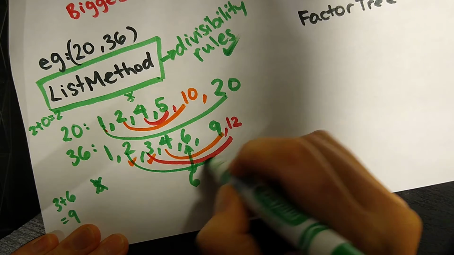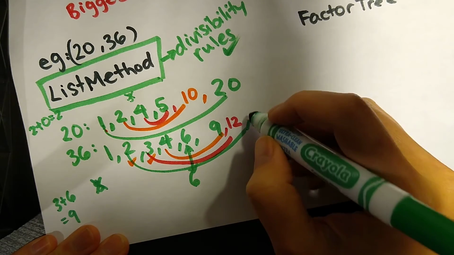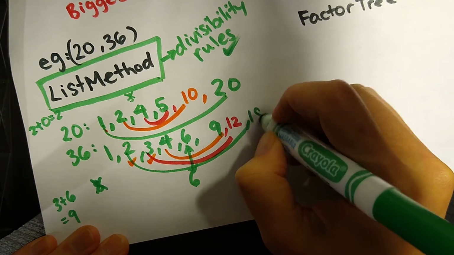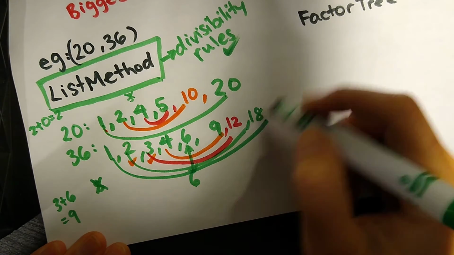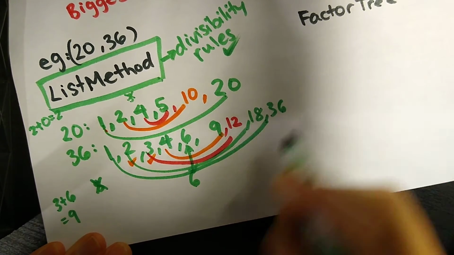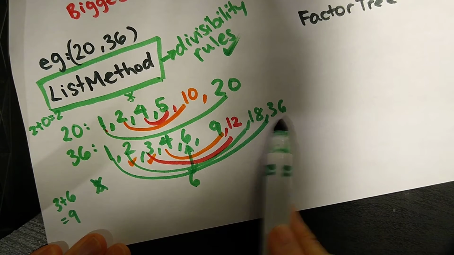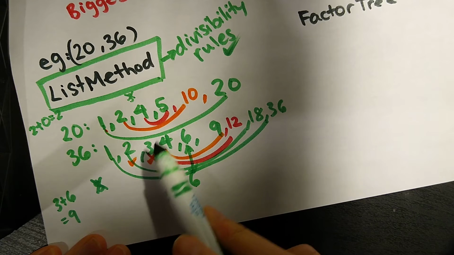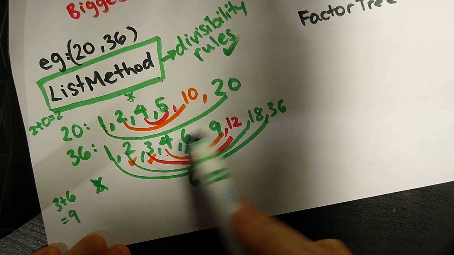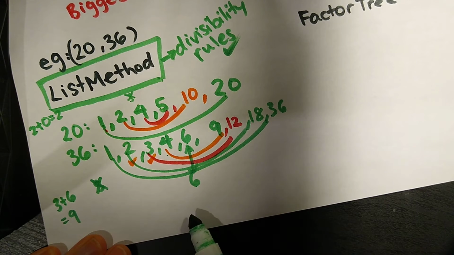2's factor pair is 18. And 1's factor pair is 36. In other words, 1 times 36 is 36. 2 times 18 is 36. 3 times 12, 4 times 9, 6 times 6.